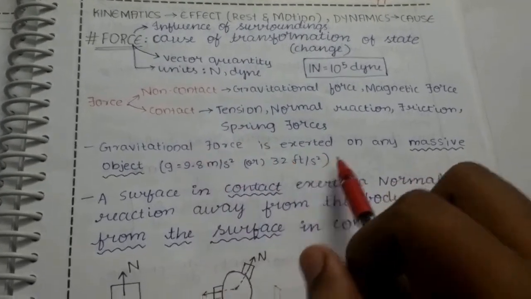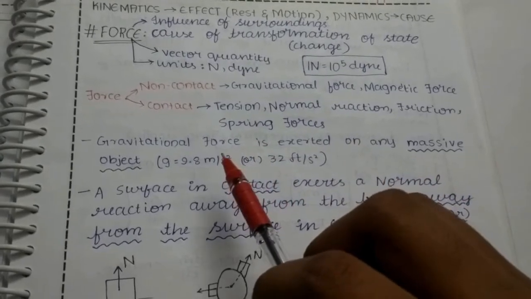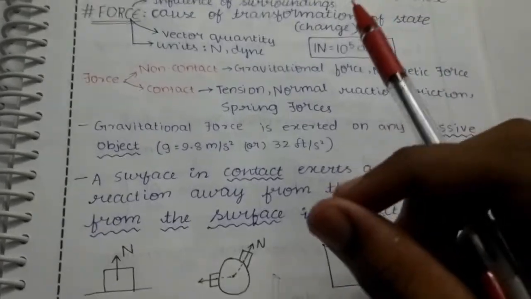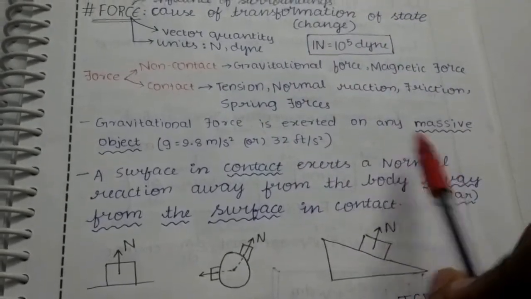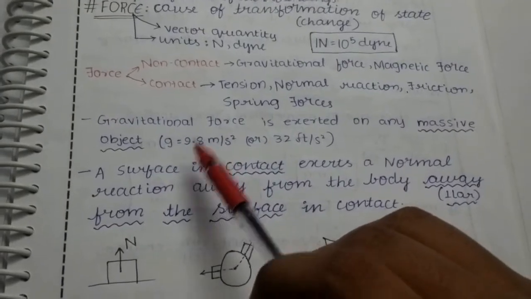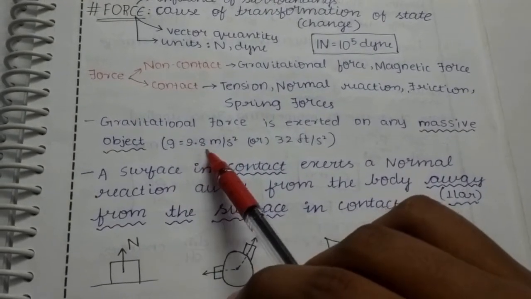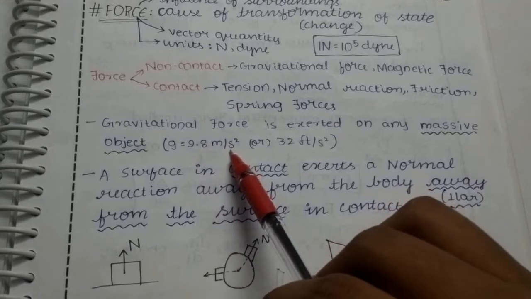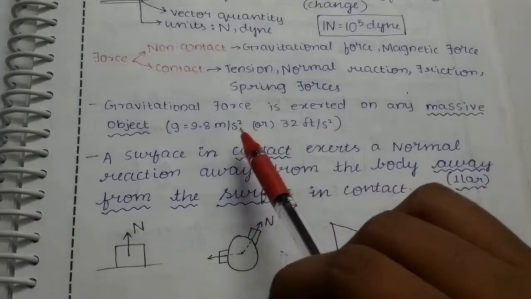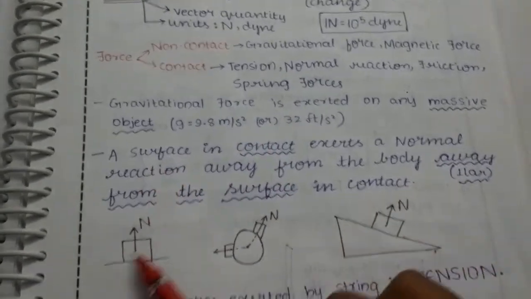Gravitational force is exerted on any massive object. Massive object means any particle which has mass. Gravity is equal to 9.8 meter per second square or 32 feet per second square. Generally, we take it as 10 meter per second square.